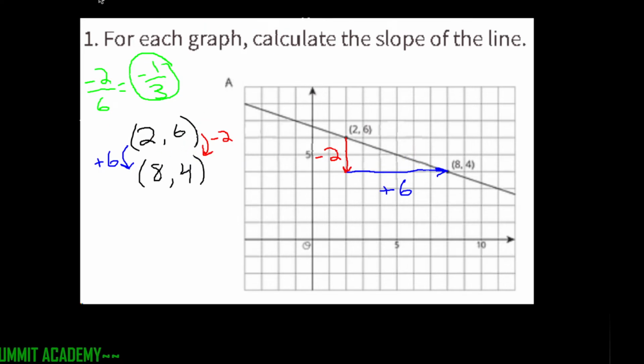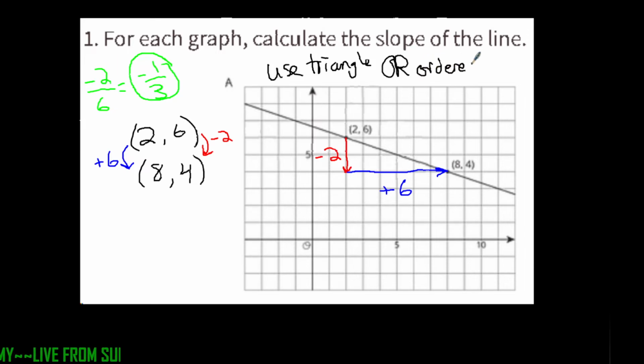So let me write that. So use triangle, meaning your side lengths, or ordered pairs. And your ordered pairs are an x value and a y value, like I have right here.